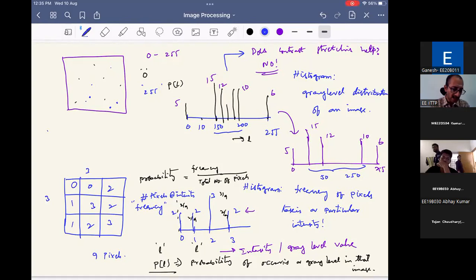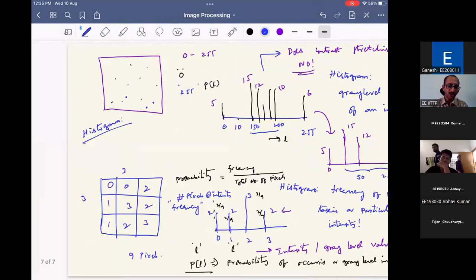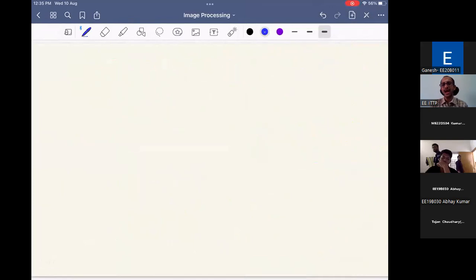I hope you understood what a histogram is. In this discussion, it is the class frequency or intensity frequency plot, or intensity probability plot. And equalization of the histogram means we would like to stretch the histogram to be close to a uniform histogram.